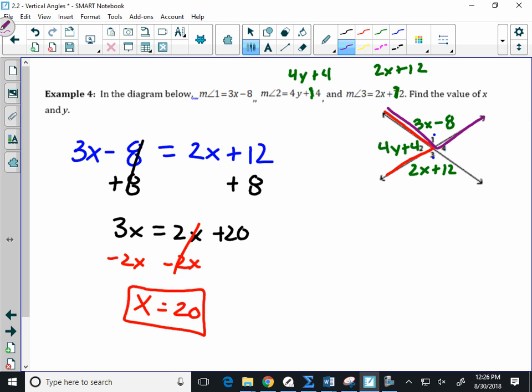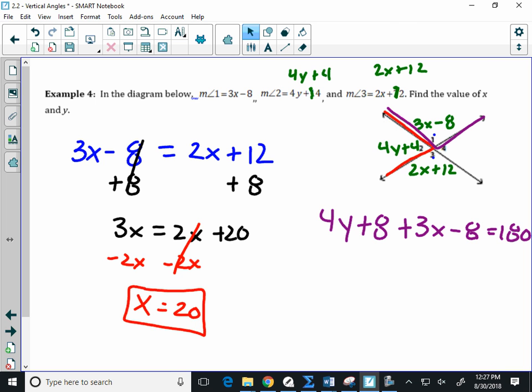What's the problem if we set up an equation like that right now? If I wrote 4y plus 4, plus 3x minus 8, equals 180, what's wrong? What's the issue here? Two different variables, right? We didn't do that yet. But as Gabe said, you can easily get rid of the x by taking your x value and plugging it in.